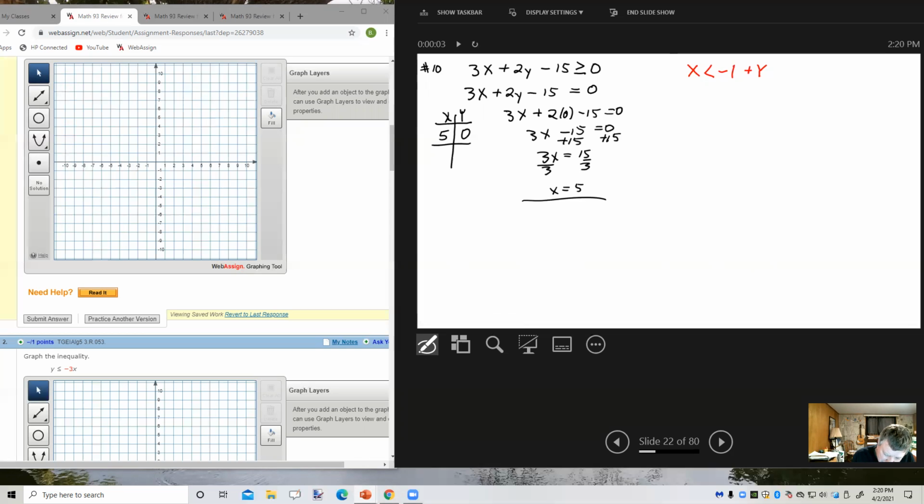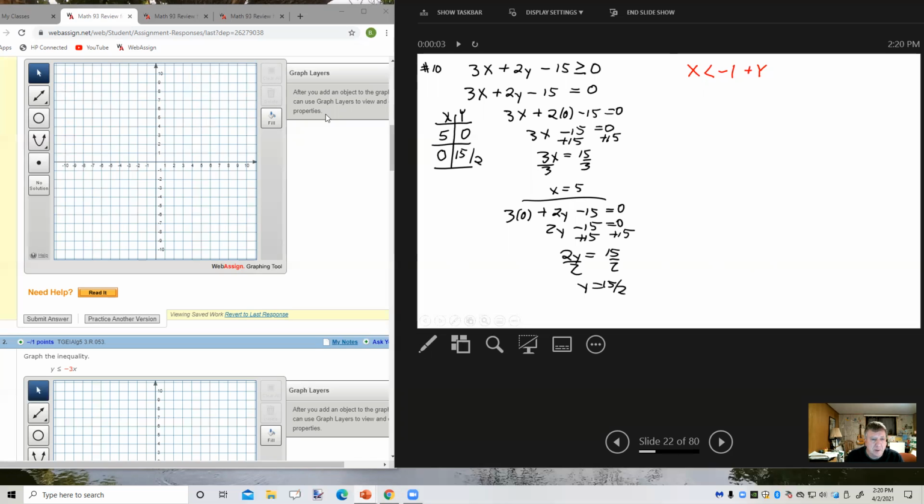Let's go ahead and find the y-intercept by setting x equal to 0. I had to think about that a minute. So we get 3 times 0 plus 2y minus 15 equals 0. 2y minus 15 equals 0. Add 15 to both sides. 2y equals 15. Divide by 2. Y equals 15 halves.